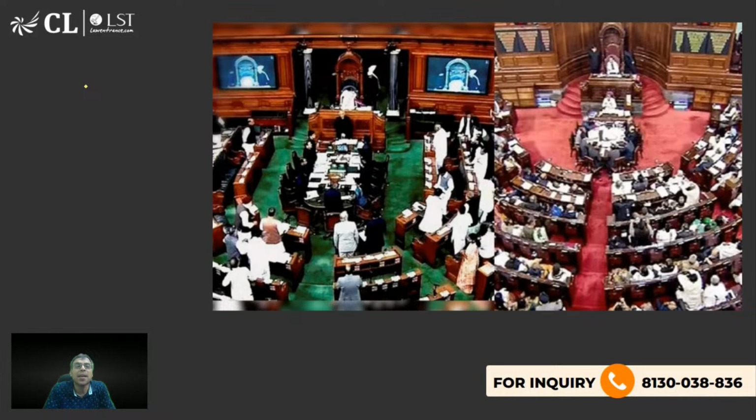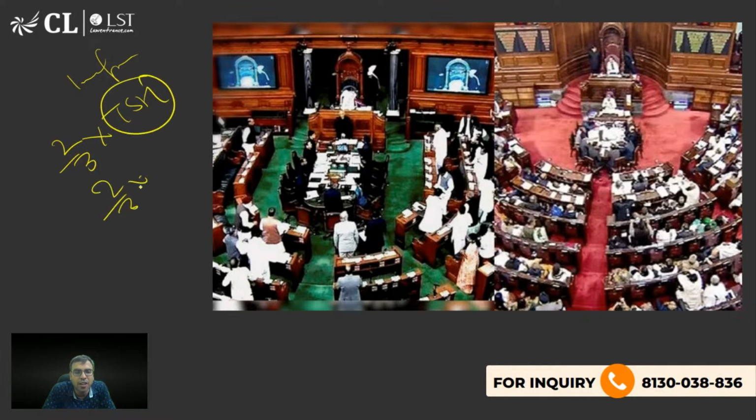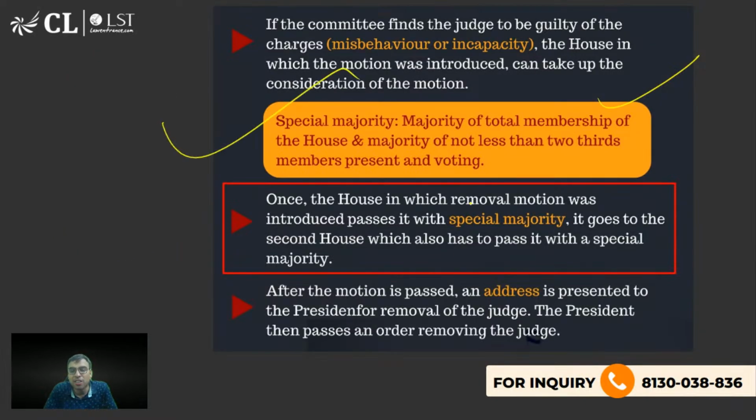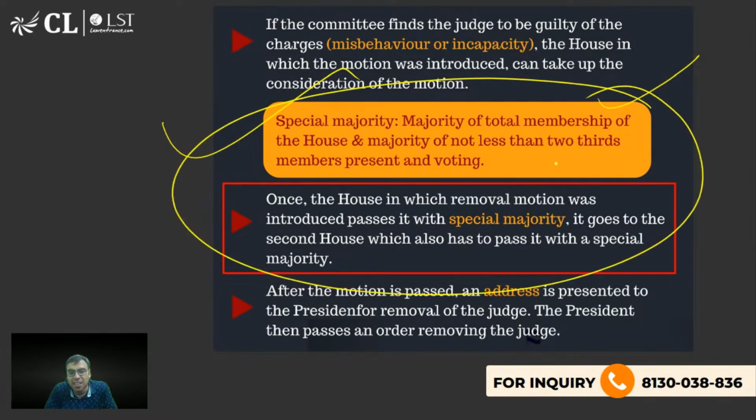ठीक है? Like in impeachment of the President, we had seen 2/3 of the total strength of the house चाहिए. So 2/3 of 543 was required here, and 2/3 of 245 was required here. So if both are passed, then only the impeachment of the President happens. But this removal process of a Supreme Court judge requires something else. 2/3 of present and voting and half of the total.